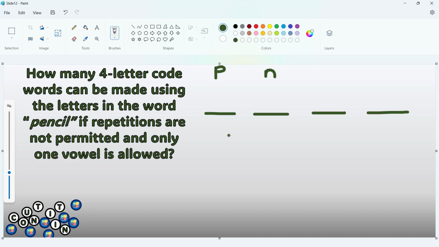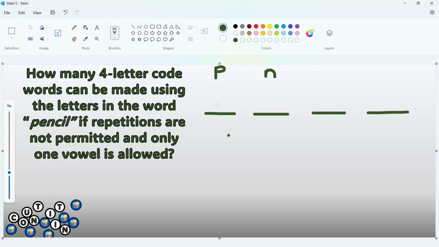However, we also have another restriction that only one vowel is allowed. That would be either E or I. So what we need to do here is to separate the number of possibilities for the number of 4-letter code words when using E as the only vowel, and we're also going to separate for using I as the only vowel because we cannot apply them together here.